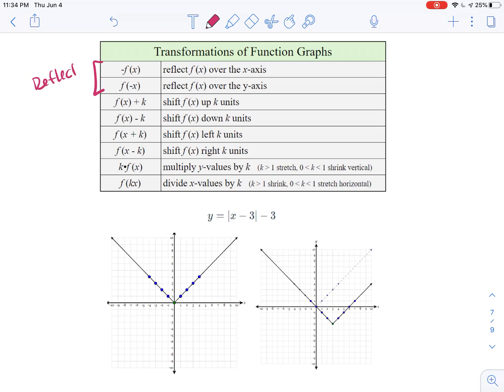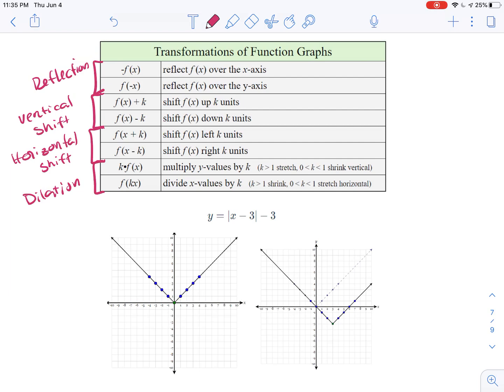Well, there are reflections, right? Reflections in the different axes. There are vertical and horizontal shifts. So if it's on the outside and you're adding or subtracting, that is a vertical shift. If it's adding or subtracting on the inside, that's a horizontal shift. And if we are multiplying either on the inside or the outside, that's going to be called a dilation. On the outside, it's vertical. On the inside, it's horizontal.